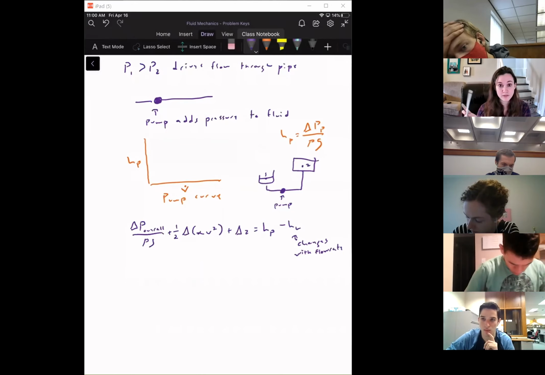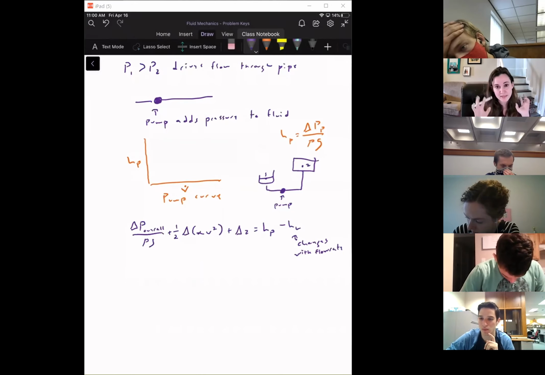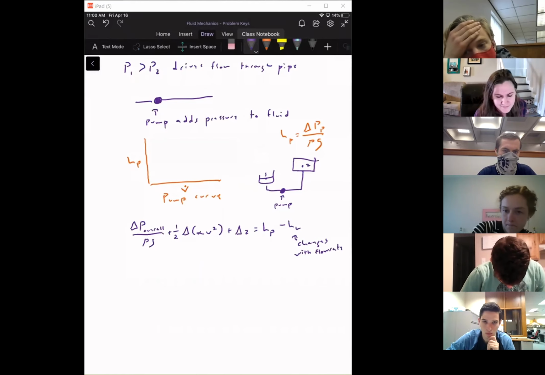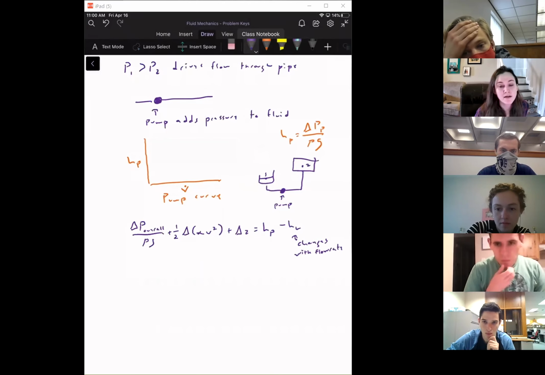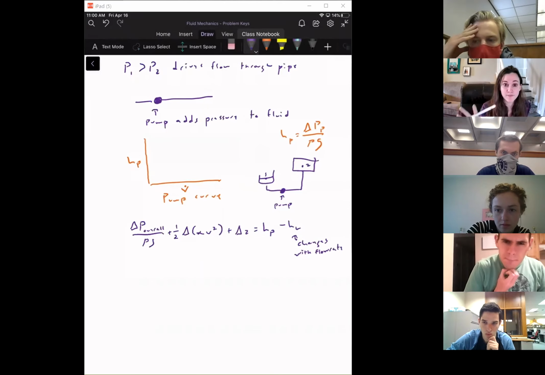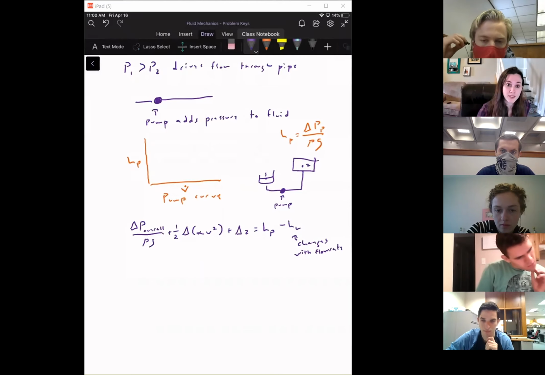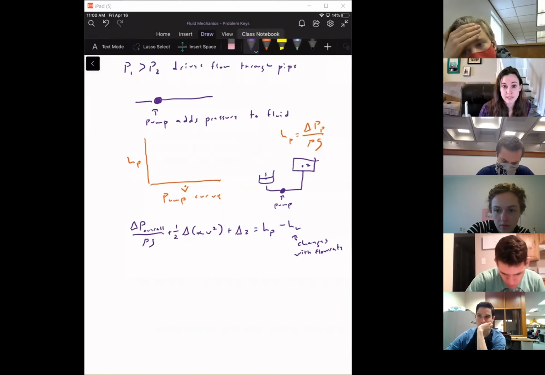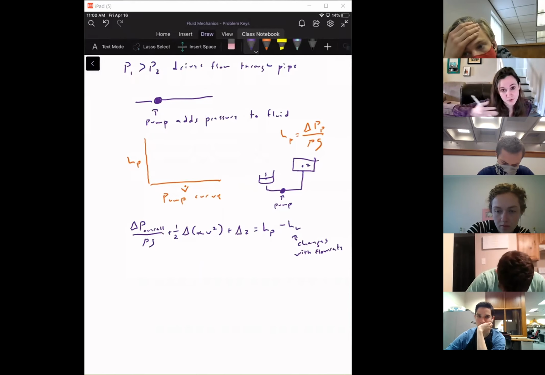So with more flow, do you think we're going to need more pump head or less pump head? More pump head for more flow? Connor, repeat that, please. More pump head for more flow. Okay, so we're talking from the point of view of the pipes. The more flow you get, the more friction loss you get, and so you're going to need more pump head in order to push the fluid through and overcome that loss.